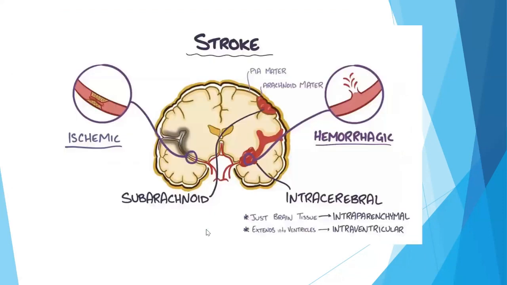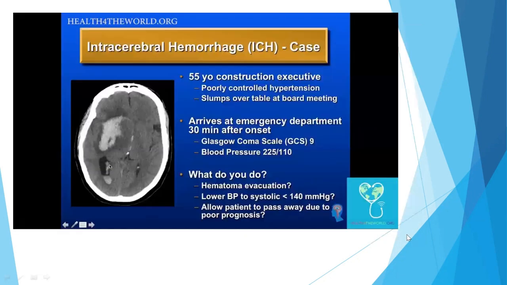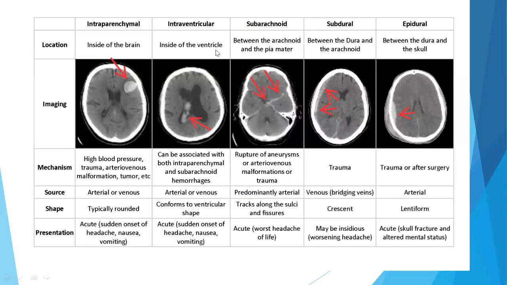We will discuss. Now, you have known that there are different types of strokes. There are ischemic strokes, and there are hemorrhagic strokes, such as subarachnoid hemorrhage. If it is intracerebral, if it just involves the brain tissue, we call it intraparenchymal, and if it extends into the ventricle, we call it intraventricular. So intraparenchymal and intraventricular are intracerebral hemorrhages.